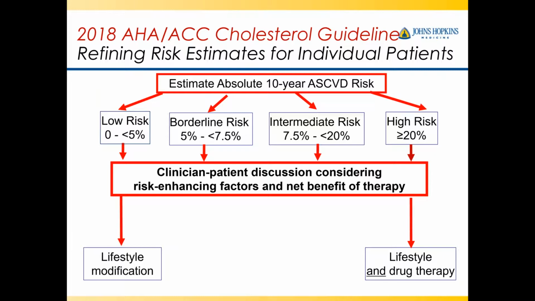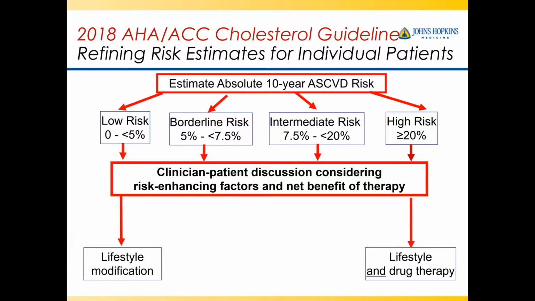In most cases, these individuals, with a few exceptions, lifestyle alone is enough. And those that are high risk, greater than 20% 10-year risk, generally do benefit from statin therapy plus lifestyle in combination. But then the 2 groups in the middle, the intermediate risk, 7.5% to 20%, and the borderline risk, 5 to 7.5%. They emphasize, and this concept was in the 2013 guidelines, but it's emphasized here, a clinician-patient risk discussion before starting statin therapy.